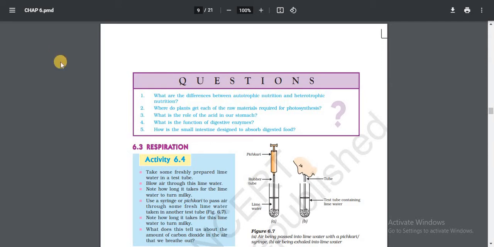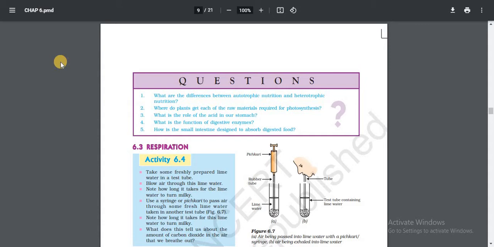Today we will see Class 10 Science, Chapter 6: Life Processes. Questions. 1. What are the differences between autotrophic nutrition and heterotrophic nutrition?